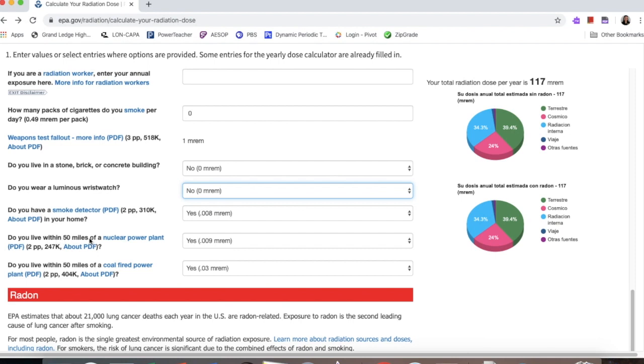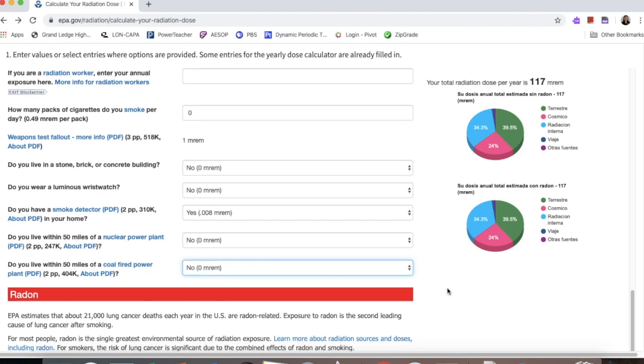Do you live within 50 miles of a nuclear power plant? No. Do you live within 50 miles of a coal-fired power plant? No. Before I change these, though, I think it's very interesting to note that living close to a coal-fired power plant is going to give you a much higher radiation dose than being next to a nuclear one. That is not what you would expect, would it?